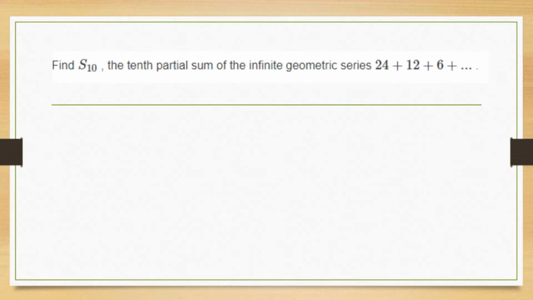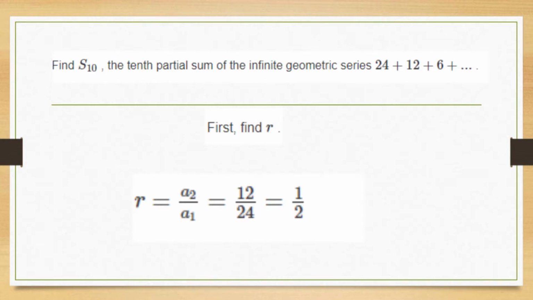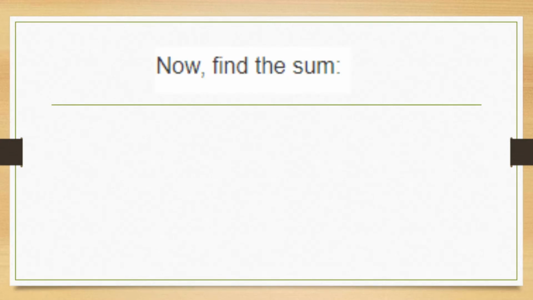Find S10, the 10th partial sum of the geometric series 24 plus 12 plus 6 plus. First, find r. r equals a sub 2 over a sub 1 equals 12 over 24 equals 1 half. Now find the sum, where n equals 10, a sub 1 equals 24, r equals 1 half.